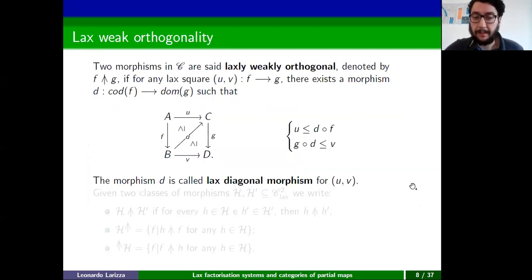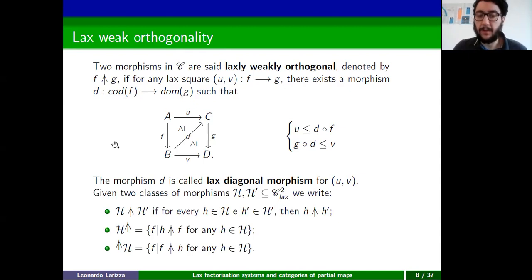Then we come to the first notion of our introduction, which is lax weak orthogonality. We say that in C, an order-enriched category, two morphisms are laxly weakly orthogonal, which is denoted by this symbol here, if for every lax square from F to G, we have a morphism D forming these two triangles in the diagram, and entailing the two-cell in the diagram. In particular, we will call this morphism D a lax diagonal morphism for the lax square UV.